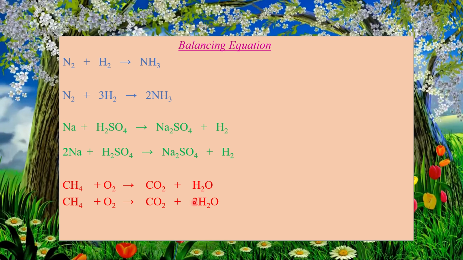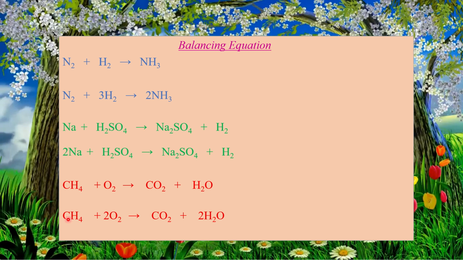And after writing 2, now look how much oxygen there is. There are 2 plus 2, a total of 4 atoms of oxygen. Carbon is balanced, hydrogen is also balanced, we only have to balance oxygen. There are 2 atoms of oxygen and there are 4 atoms of oxygen. So here we will write 2. So now the reaction is balanced.